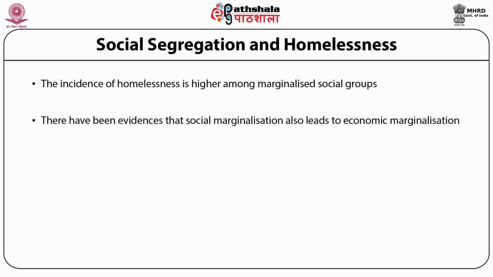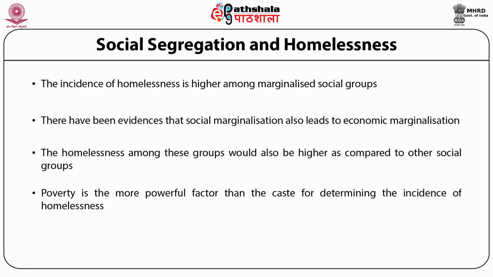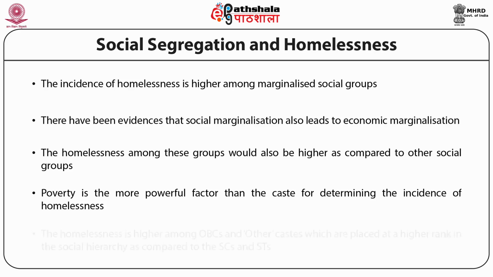These evidences may lead us to conclude that the homelessness among these groups would also be higher as compared to other social groups. Planning Commission of India and the Government of Delhi found that poverty is a more powerful factor than caste for determining the incidence of homelessness. These studies have found that homelessness is higher among OBCs and other castes, which are placed at a higher rank in the social hierarchy as compared to the SCs and STs.